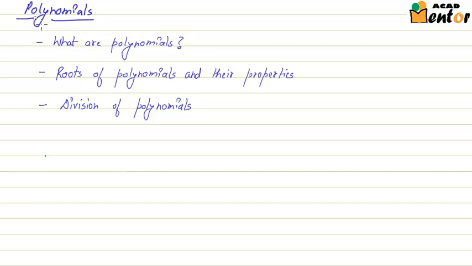Hi students. So now we will move on to polynomials, which is chapter 2 of your NCERT textbook. In this chapter there are three things that we will be doing. We'll be learning about the polynomials and their properties. Then we will look at what are the roots of polynomials and the properties of those roots. And finally we'll move on to division of polynomials. So let's begin with the introduction of polynomials.